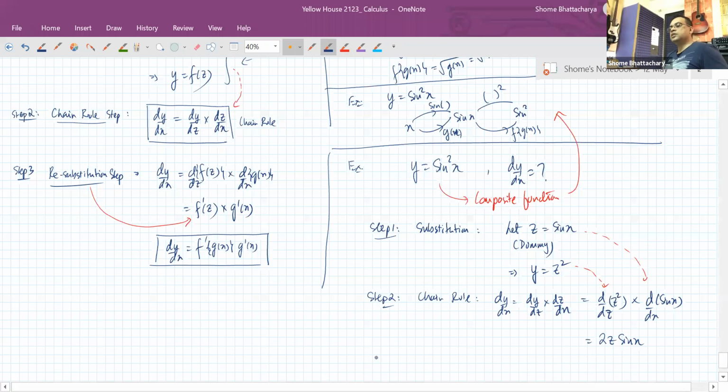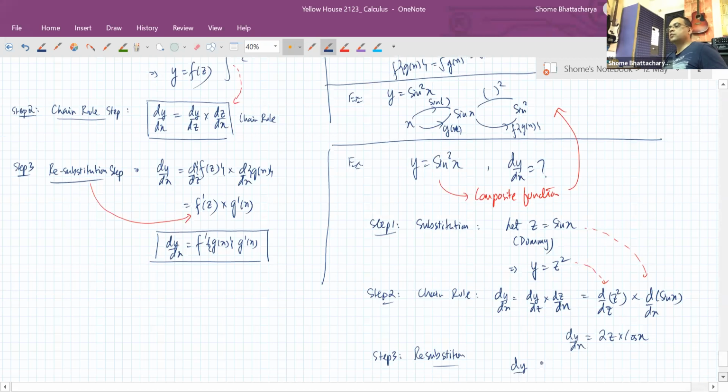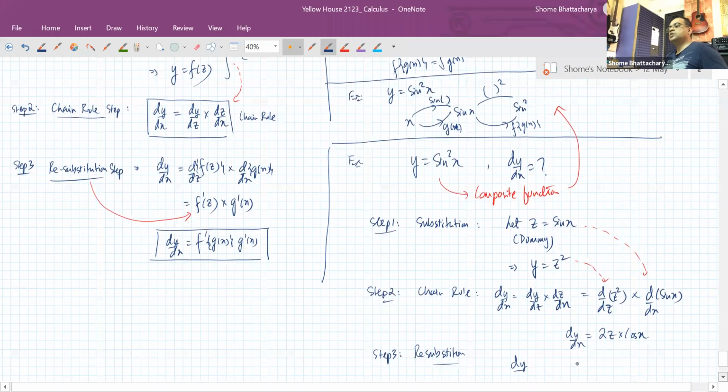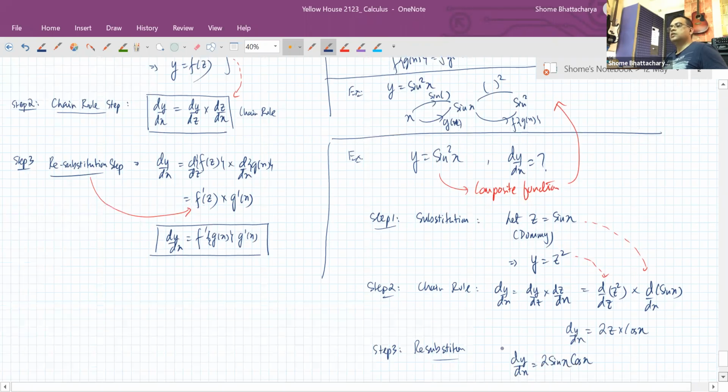And the final step now, the resubstitution. So 2z into cos x, no? Oh, sorry, correct. The differentiation of sine x is cos x, very true. So we will resubstitute z as sine x. So dy by dx becomes 2 sine x into cos x. So that is the derivative.